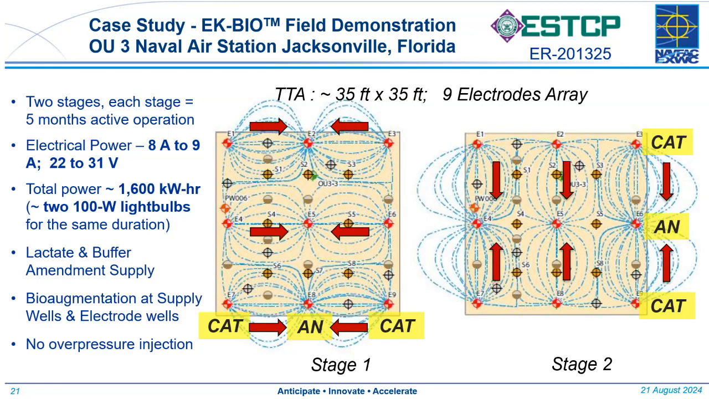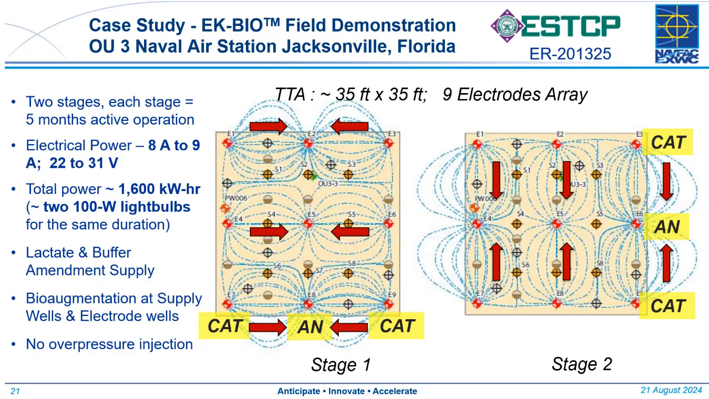And this is a little more on the approach, the test approach at Jacksonville. The test was performed in 2 stages. Each stage was 5 months, and then there was a 6-month downtime between the 2 stages. The stages differed by a reversal in polarity. In stage 1, the electrical field was moving from left to right, and then in stage 2, the electrical field was moving from top to bottom.